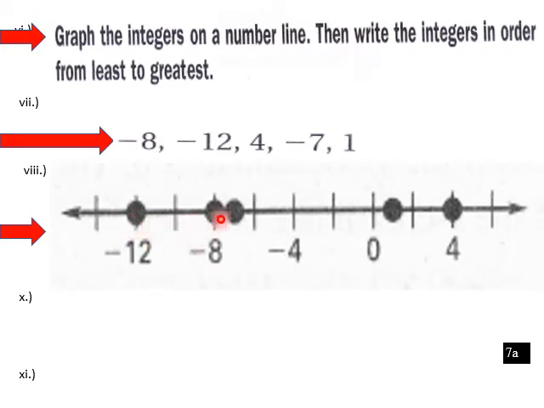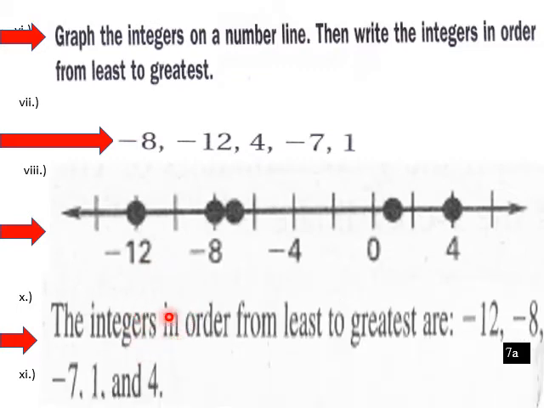-12 is way out here, then -8, and -7 will be right next to -8. And then what do we got? We got 1 here. And then we got 4 over here. So here they are in order from left to right. Now we can write them from least to greatest. We go from left to right: -12, -8, -7, 1, and 4. So -12, -8, -7, 1, and 4.